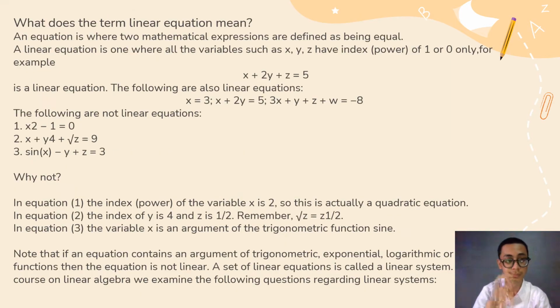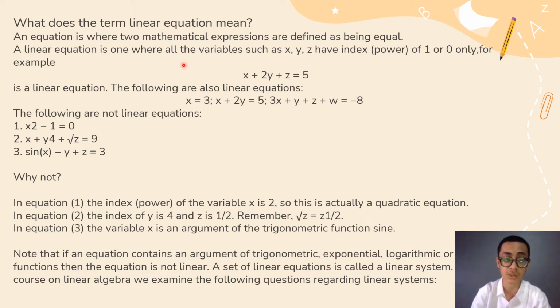Next, what does the term linear equation mean? An equation is where two mathematical expressions are defined as being equal. A linear equation is one where all the variables such as x, y, z have an index of 1 or 0. For example, x + 2y + z = 5 is a linear equation.